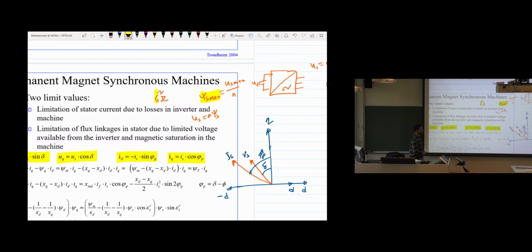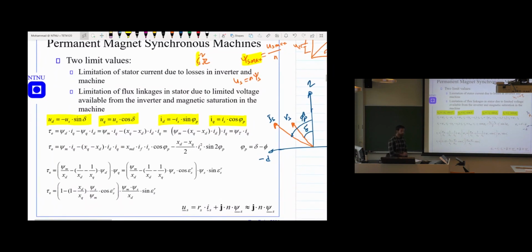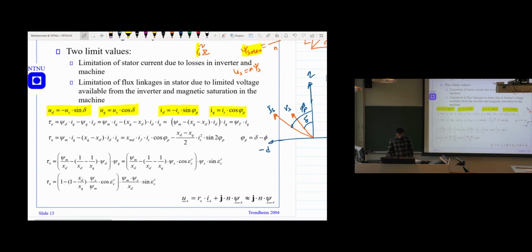So if we want to have a certain speed or certain torque, then we need to work with this limited current and limited flux. So what is the impact of this limited current and flux on the torque in the machine? So we can see that we have the torque equation here.